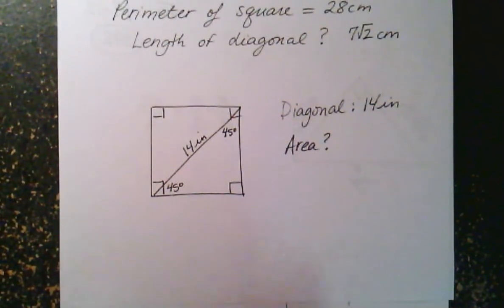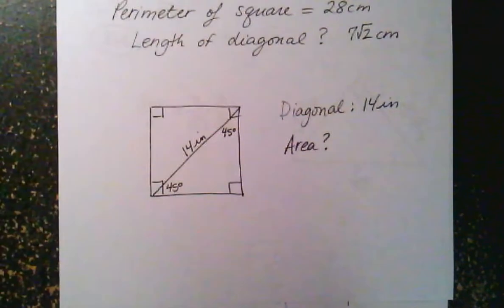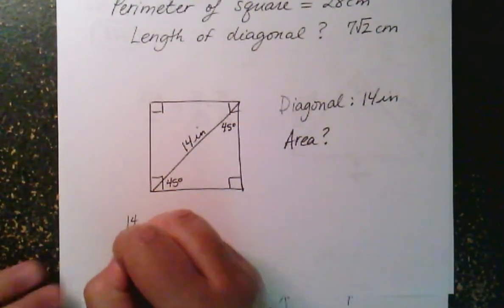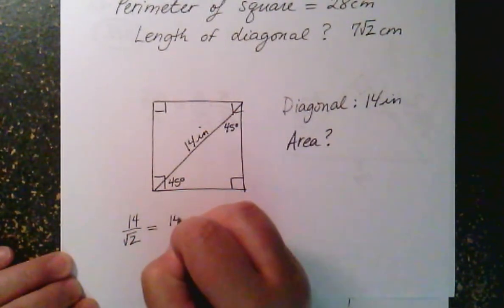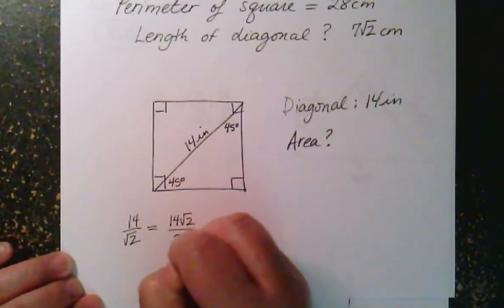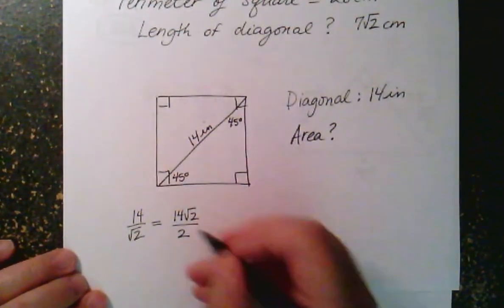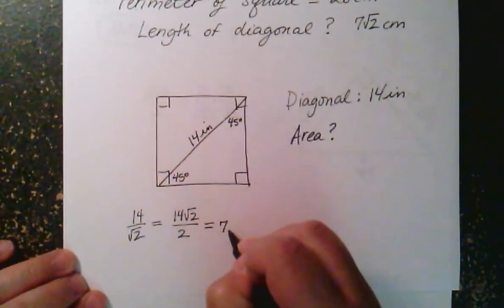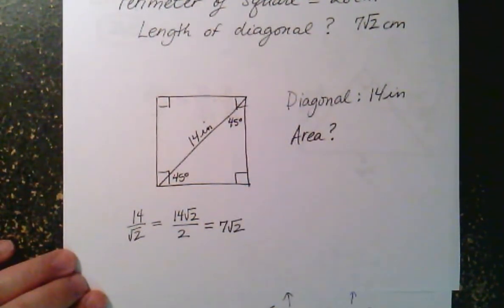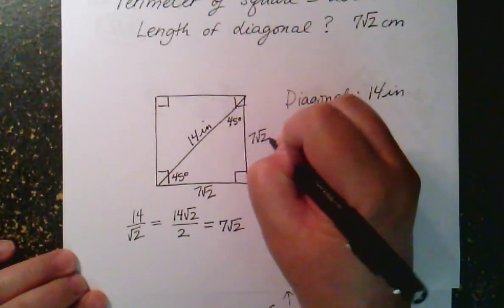If I want to go from the hypotenuse to the leg, I'm going to divide by square root of 2. So 14 divided by square root of 2, which is going to give me 14 root 2 over 2 when I multiply both top and bottom by square root of 2 the way I have been doing. And then 14 over 2, that simplifies, so I will just get 7 times the square root of 2. So this is 7 times square root of 2, and this is 7 times square root of 2.